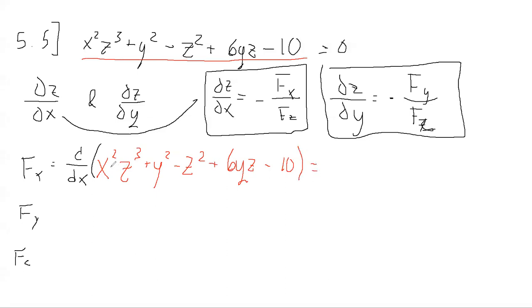So with respect to x, this is going to be 2xz cubed, right? This is going to be 0 because there's no x value. This is going to be 0, there's no x value. This is going to be 0, there's no x value. And this is going to be 0 because it's constant. So all you're going to have right here is this 2xz cubed.